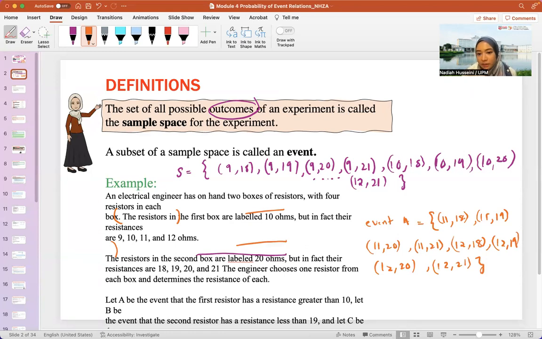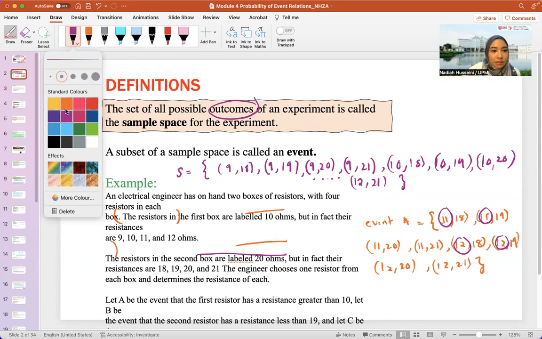Okay, so 11, 18, 11, 19, 11, 20, and all those things. Now this outcome satisfies event A. Why? Because the first resistor is greater than 10, right? Yes. The first resistor is greater than 10. So this is our event A.